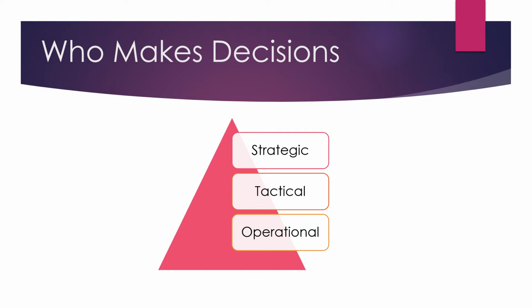During my classes and sessions, I often encounter this question: Sir, who makes decisions? On what level do we make decisions? Decisions are made on all levels: operational level, tactical level, and the strategic level. So everybody has to make decisions in the organization.